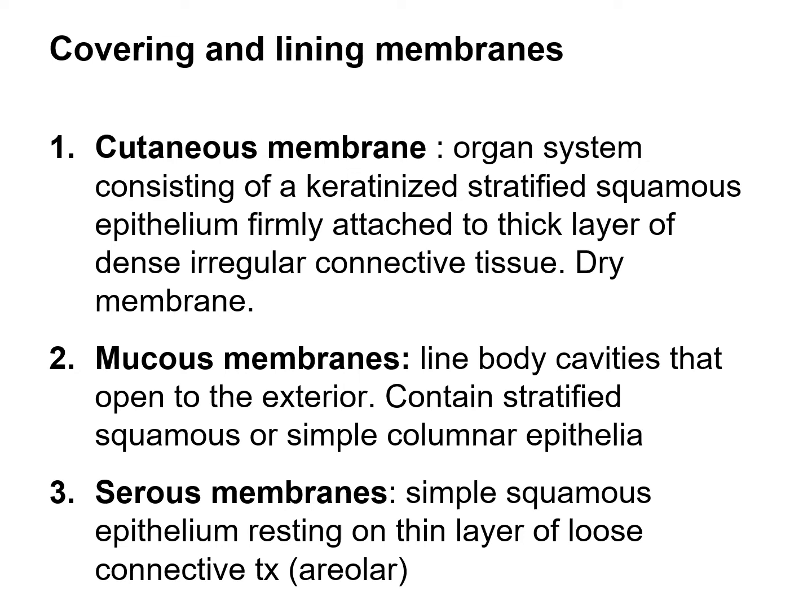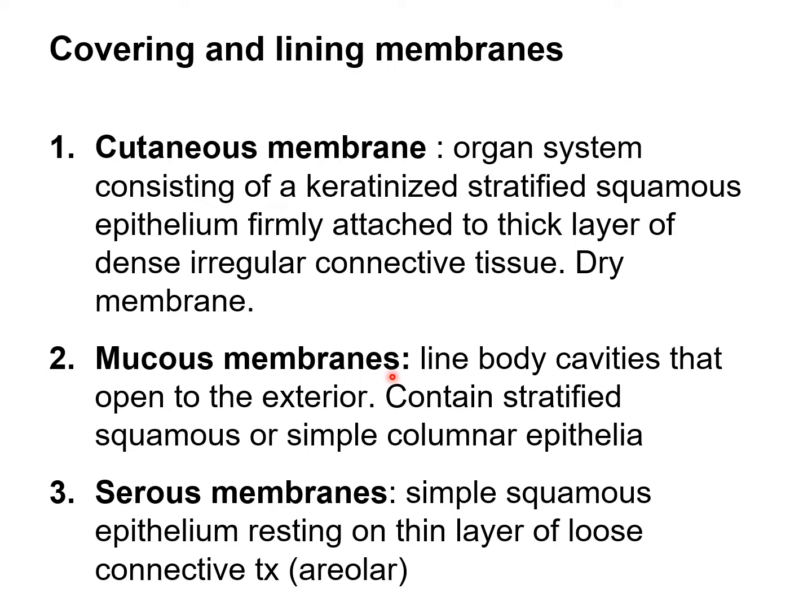We're going to complete Chapter 4 with membranes. Here are the three types of membranes in the body. Cutaneous membrane is your skin, which is epithelial tissue on the surface. Deep to that we'll have dense irregular connective tissue, which is the dermis, making up the membrane we call the skin or cutaneous membrane.